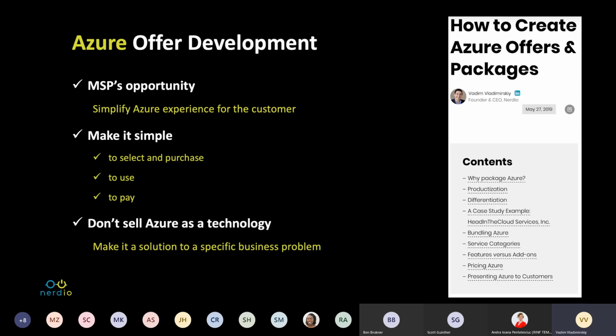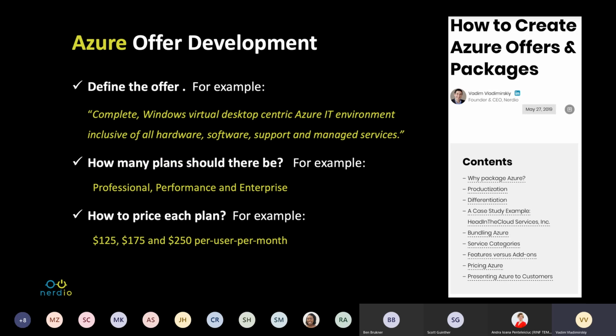So it's really important to think about what is the specific problem and then work on creating all of the technological pieces that fit together in order to solve that problem. So let's dig into that a little bit more specifically with an example. Let's go through the process of defining an offer, selecting how many plans there are, and actually pricing them out and building out what an offer would be.